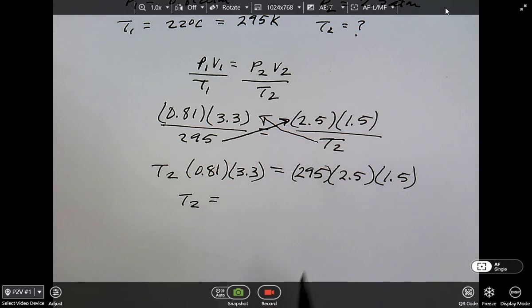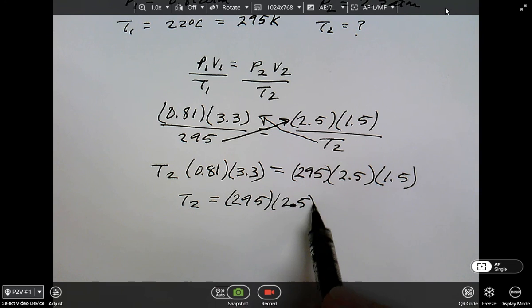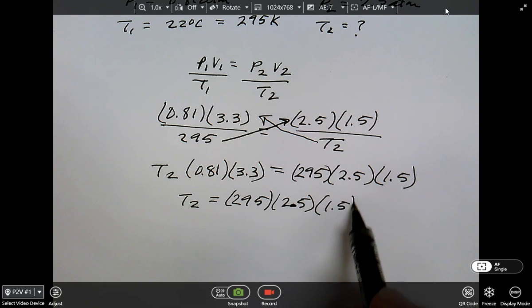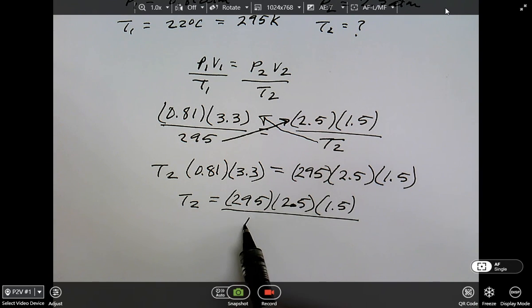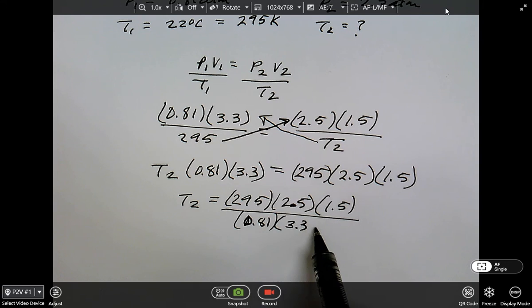So I'm going to divide both sides by 0.81 and 3.3. So that's going to give me 295 times 2.5, that's a decimal, times 1.5, and the whole thing is going to be over 0.81, or over 3.3. Okay, so again on this one, you're going to multiply everything on the top, and then you're going to hit divided by 0.81, and then divided by 3.3 again.